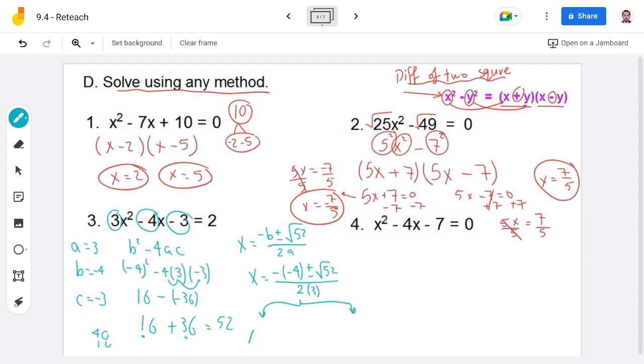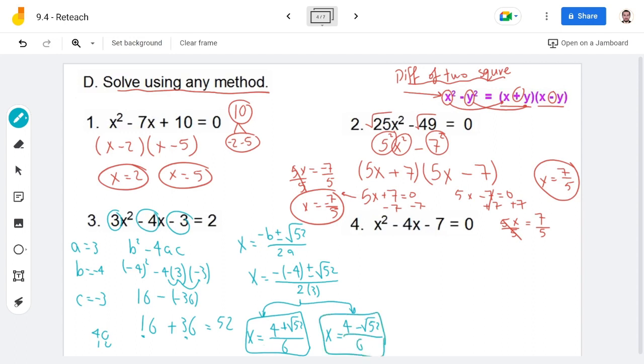So the first x is the positive. Negative 4, negative 4 will be 4, positive square root of 52, and 2 times 3 is equal to 6. So this is the first one. Now the second x is equal to 4 minus square root of 52 over 6. So this is the second one.